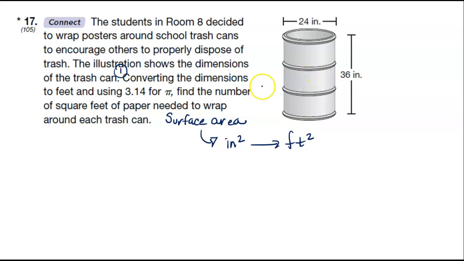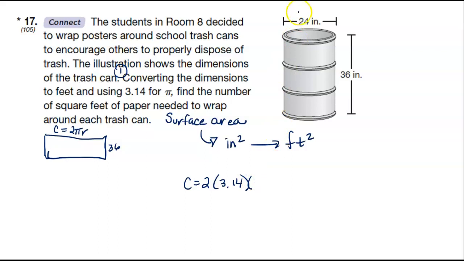Okay. Let's see. So we have the wrapper. Are we doing the top? Wrap posters around, okay. So I think we don't really need the top. We just need the wrapper part. So this is our circumference, and then this is 36. So 3.14 times, let's see, if this is diameter, then my radius is 12. That's going to be my circumference, whatever you figure out on your calculator.